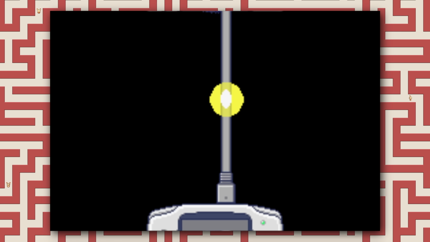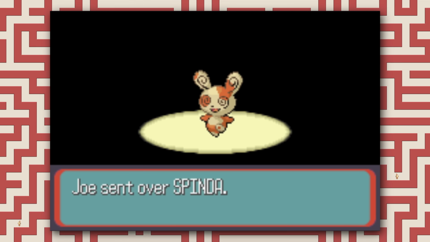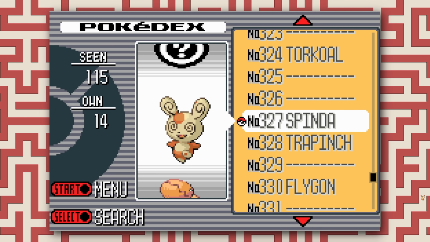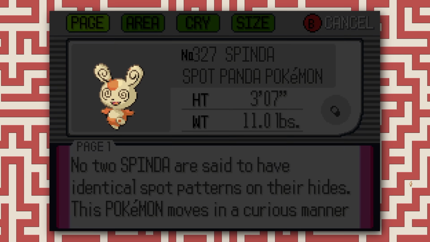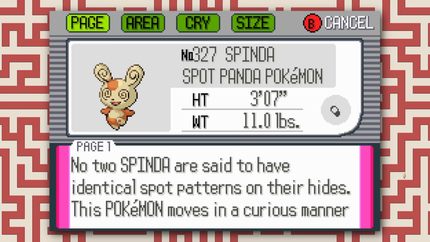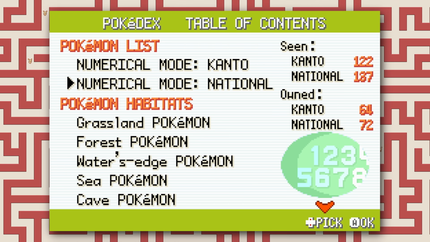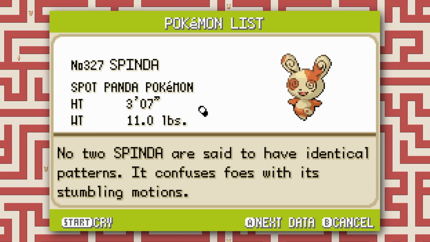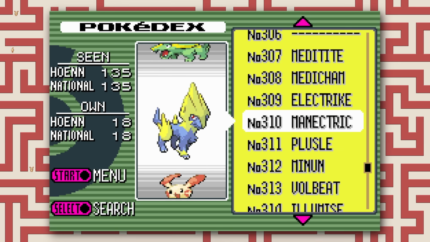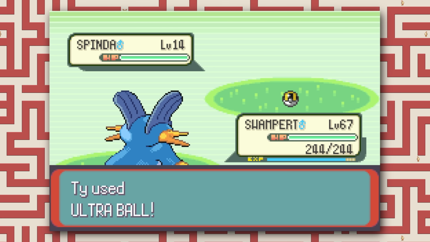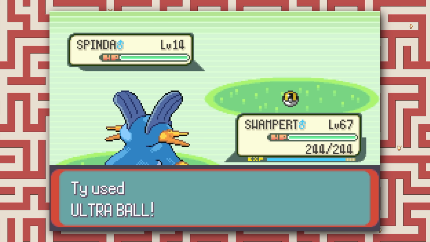That is, unless trading is involved. Because if you receive a Spinda in a trade before catching one yourself, not only will this pattern reappear, but it will become your permanent Pokédex entry. But again, all this wonkiness with the Pokédex is only in Ruby and Sapphire. In Fire Red, Leaf Green, and Emerald, the rules are consistent. The first Spinda seen is temporarily registered in the Dex, and the first Spinda obtained overwrites it. No more nonsense. What you see is literally what you get.